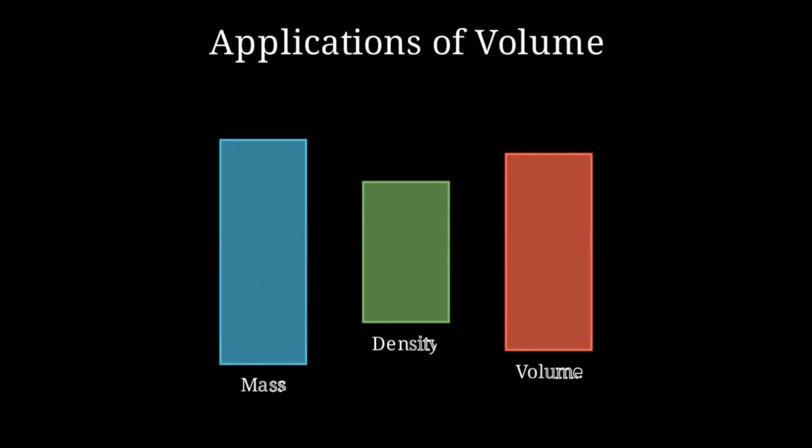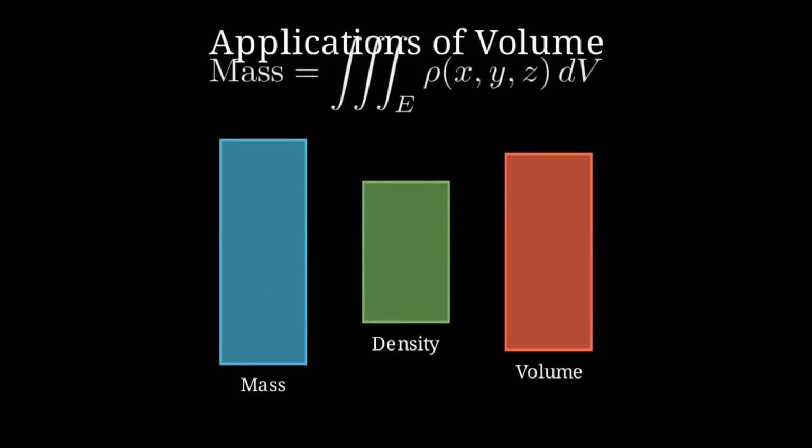Beyond just volume, triple integrals allow us to calculate the mass of an object if its density is known. By replacing the constant 1 with a density function, we find total mass.